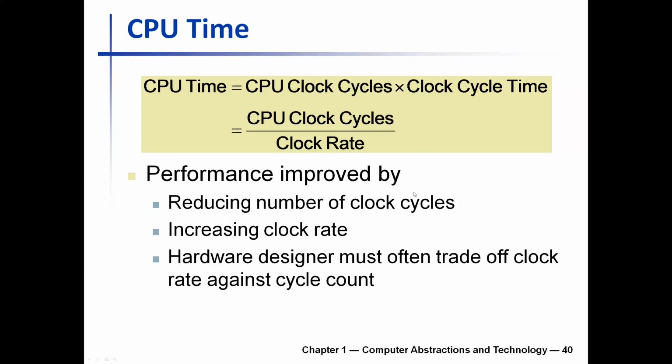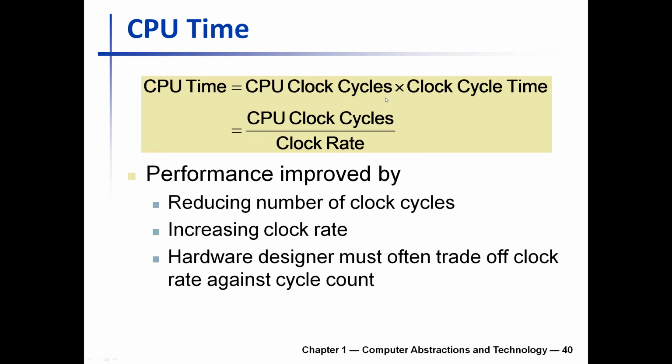Clock cycle, clock rate. For example, if you're designing a CPU and you want to reduce the number of clock cycles taken by the CPU for a certain operation, so when you want to reduce the number of CPU clock cycles, that means you need to get more work done in a clock cycle, right? In a single cycle, you need to get a lot more work done. That is the idea, right?